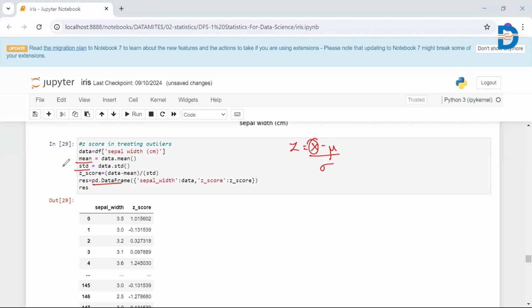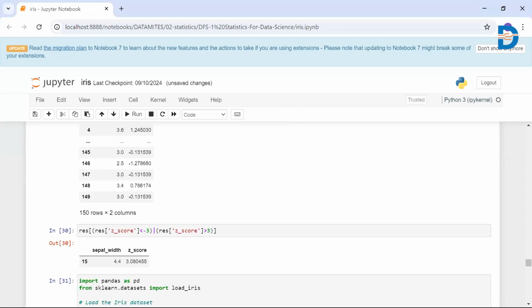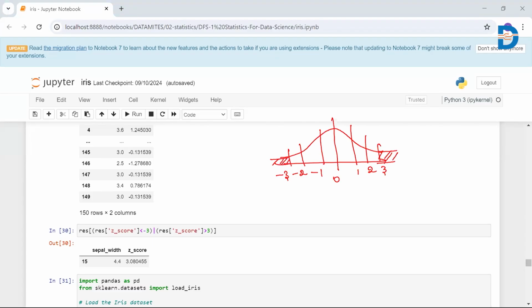So I'm creating a data frame for sepal width and z-score. Once after finding this z-score, we are going to calculate the outliers. In the case of a normal distribution, once after applying standardization, we'll have mean 0, and the first standard deviation is nothing but lying between minus 1 and 1, the second standard deviation minus 2 to 2, then this would be the third standard deviation. So the data greater than the third standard deviation and lower than minus 3 standard deviation are considered as outliers.